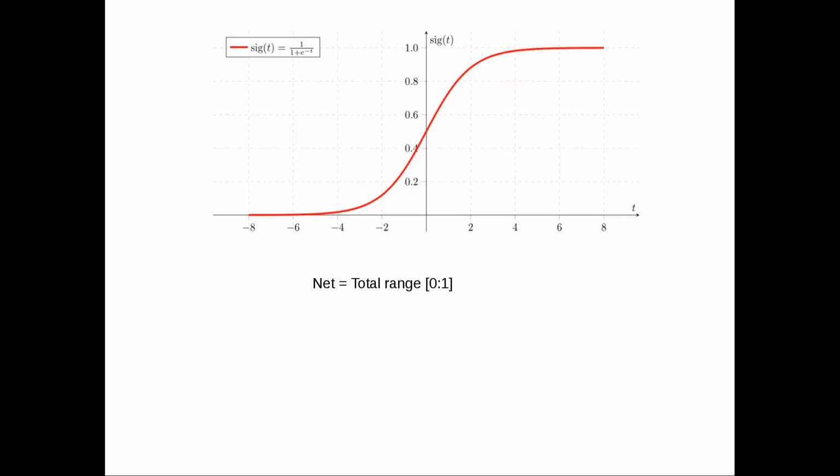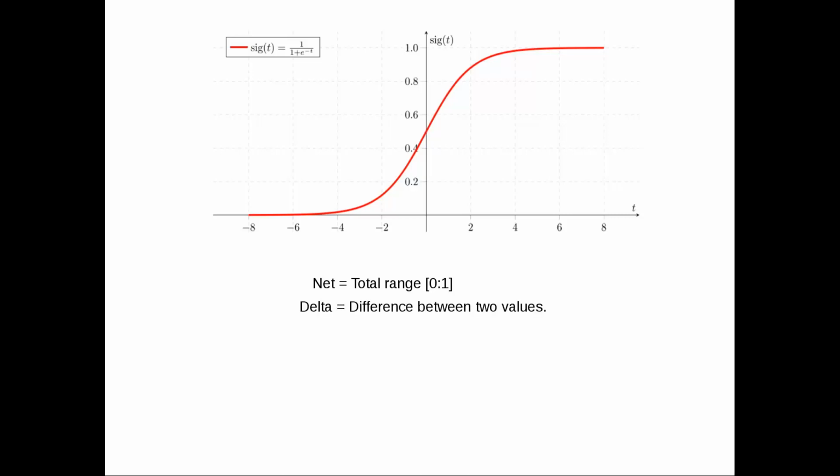Because our neurons are using the sigmoid function to squash their output into a range of 0 to 1, what we need is a way of describing that range, and we'll describe that range as the net, or the net range. So the net would be a value of 1, the net range being 0 to 1.